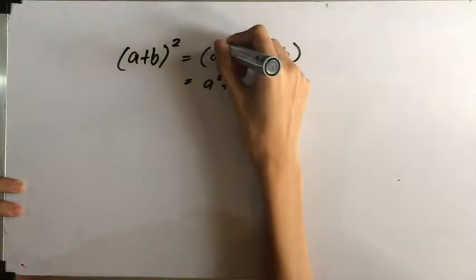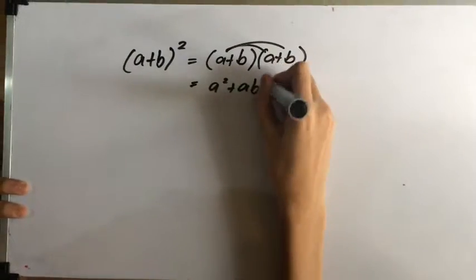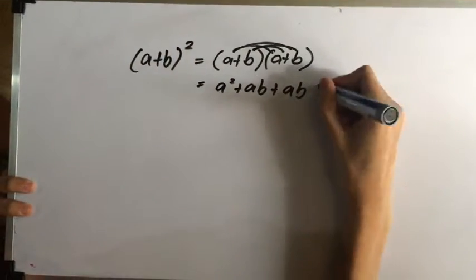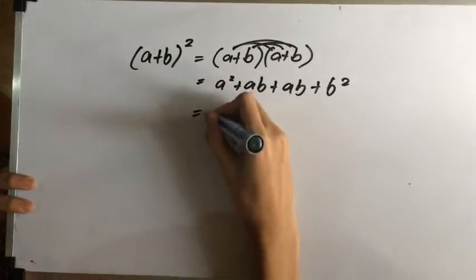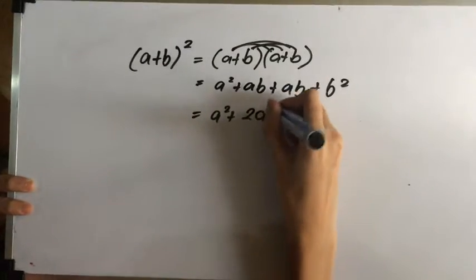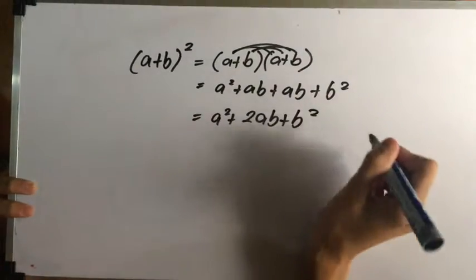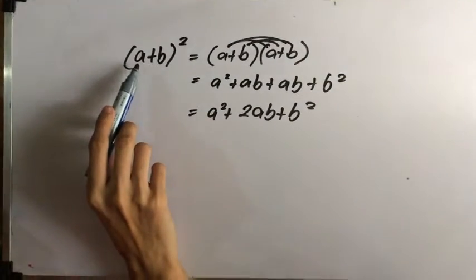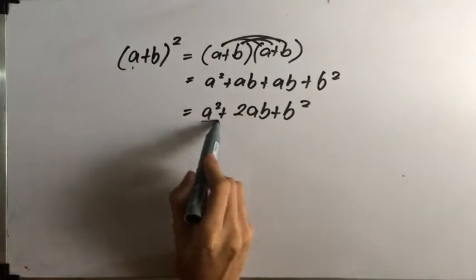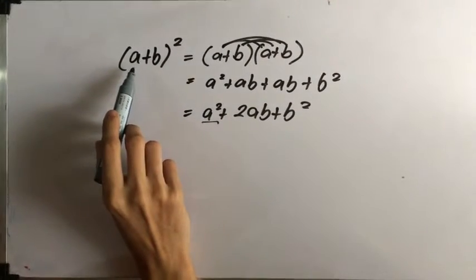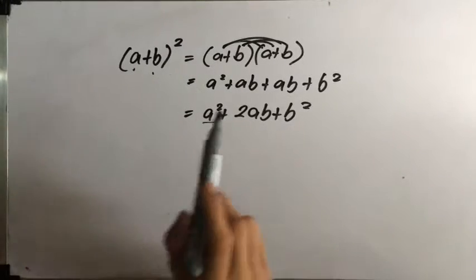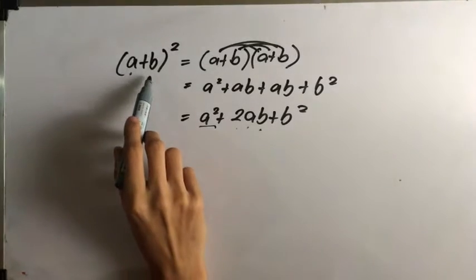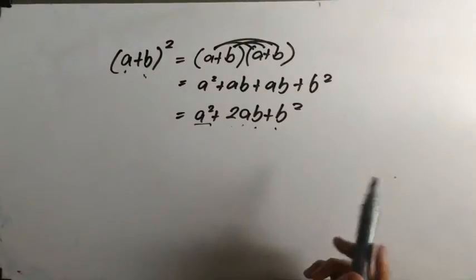a squared, plus a times b, ab, plus b times a, ab, plus b times b, b squared. So combining the like terms, a squared plus 2ab plus b squared. Or in other words, the shortcut: square the first term, a, so a squared, then twice the product of the first and last term, a times b times 2, 2ab, then square the last term, b, b squared.